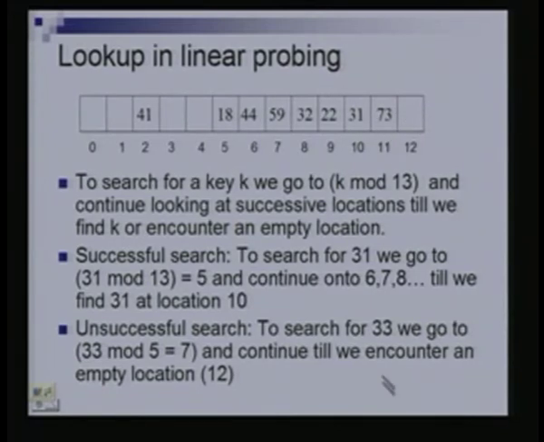Suppose I am searching for 33. 33 mod 13 is 7. So I would start here. Then I come here, it is not here. I come here, it is not here. I come here, it is not here. I come here, it is not here. I come here and I find this location is empty. This means 33 could not be there at all in this table, because if 33 were there in this table, it would definitely have been inserted by this time, till this position, because this is an empty location.